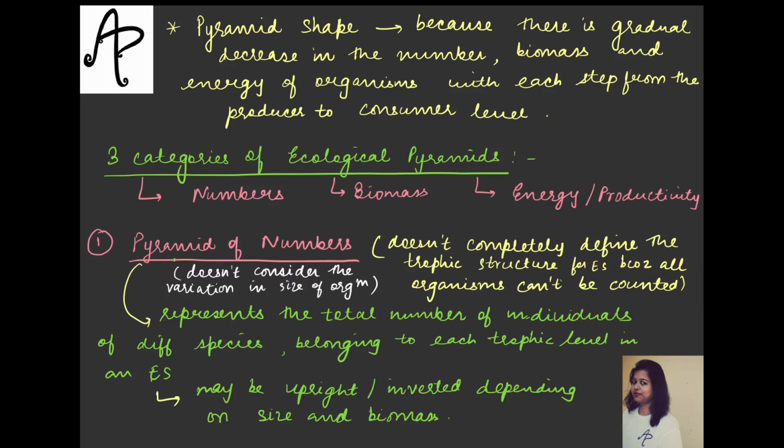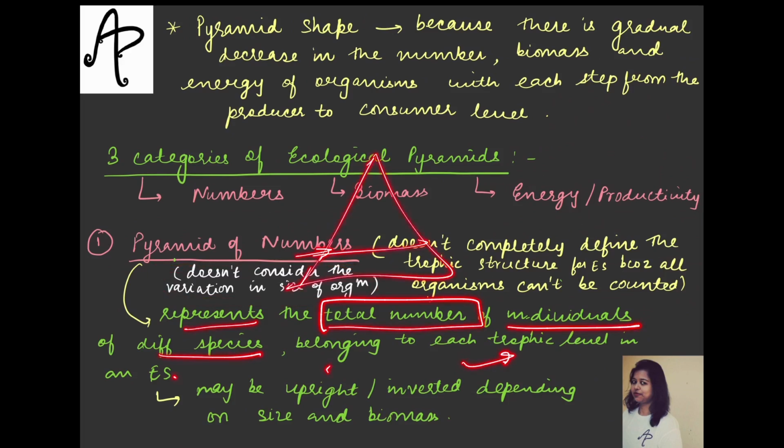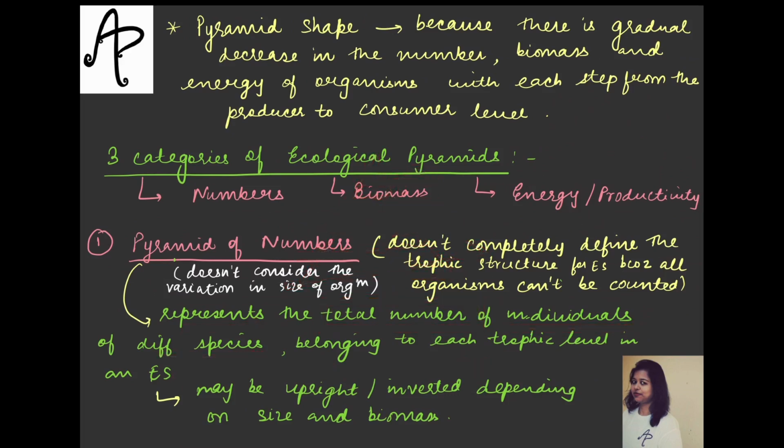ठीक है. अच्छा, what is this line? This I will explain after some time, once I explain you the image. So the pyramid of numbers represents the total number of individuals of different species which belong to each trophic level in an ecosystem. So if we have this and there are trophic levels, तो इसमें हर में कितने species हैं, total number वो available हैं, उसकी बात यहाँ से पता लगती है.